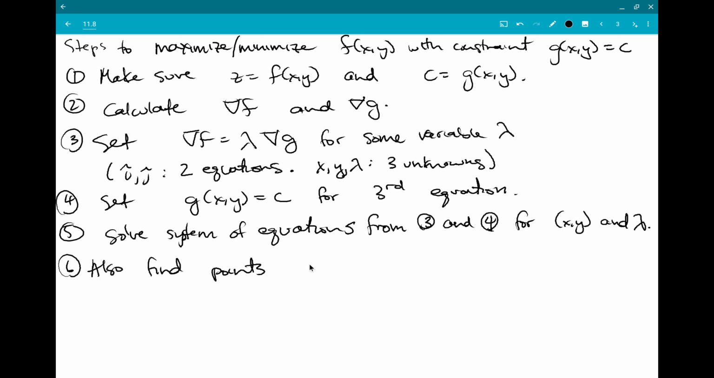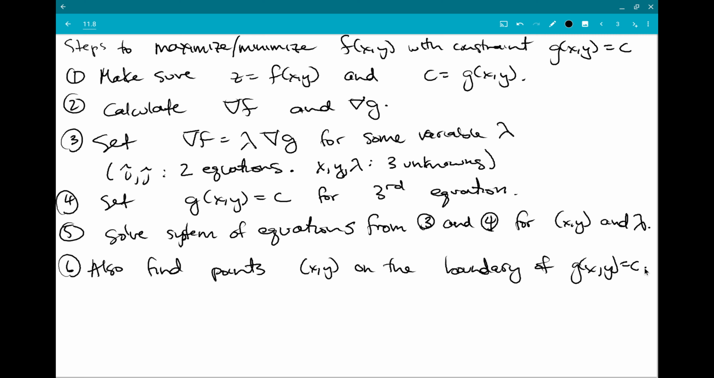And then we're going to have to also find points x, y on the boundary of g of xy equal to c. That should feel kind of familiar from when we were looking for absolute maxima and minima. And this last step should as well. We found a collection of points from these three equations. We found some points examining the boundary, and we're just going to find the maximum or minimum, depending on what we want, by evaluating f of xy for all the points we just found.